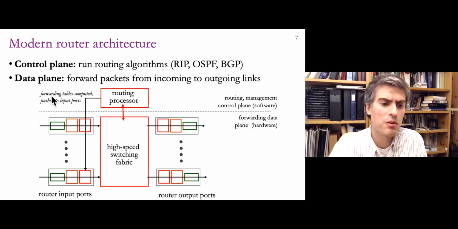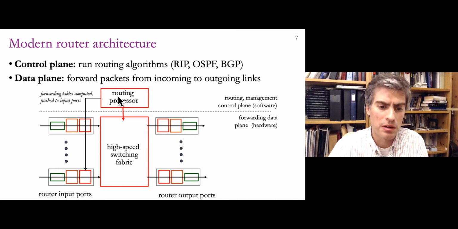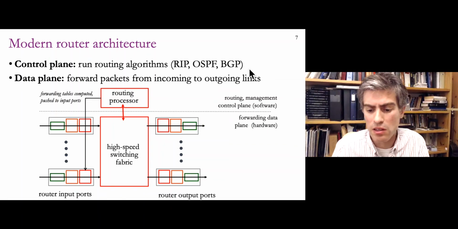So the data plane of the network, which is to say the implementation of the forwarding rules, happens in parallel on all these input ports that have their own processors, and they have a copy of the rules that were determined by the routing processor. And determining those rules is called the control plane. That's done by algorithms like BGP, which we'll spend more time talking about in later lectures.